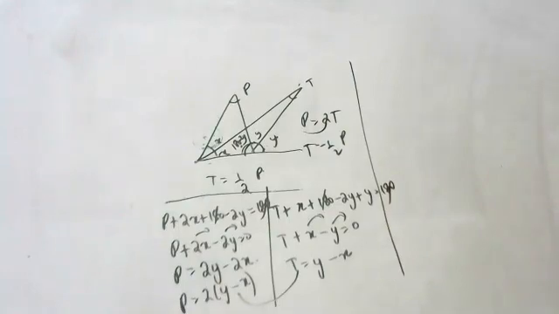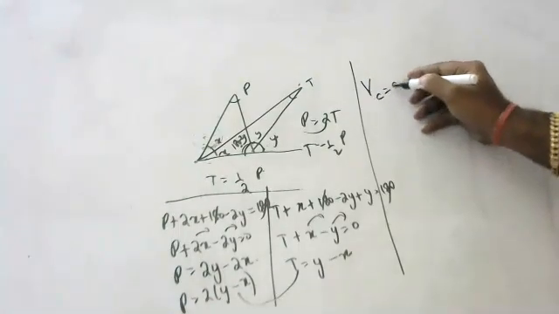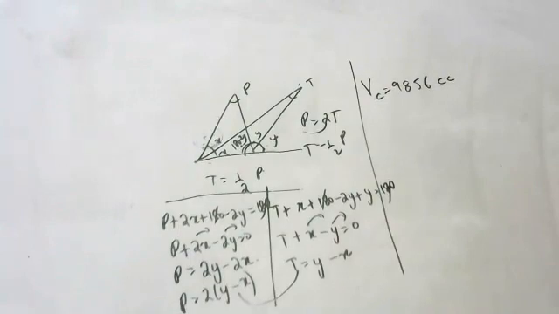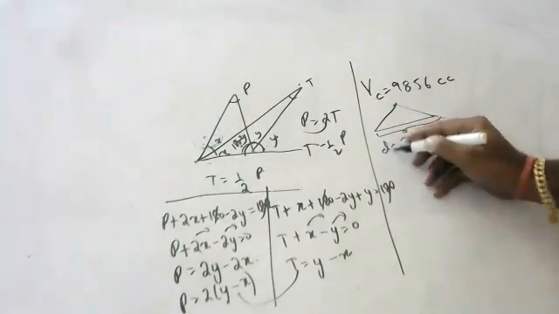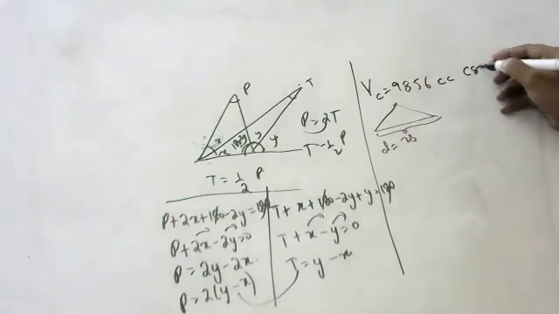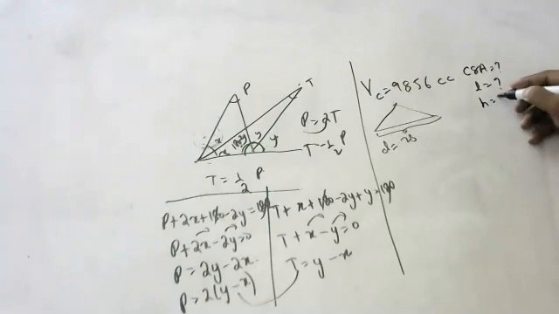Tanmayi, now. Tanmayi, are you there? Yes, sir. The volume of the cone is 9856. If the diameter of the base is 28. The question is, find the CSA. If you want CSA, you need L. If you want L, you need H. So first find H, then L, then CSA.